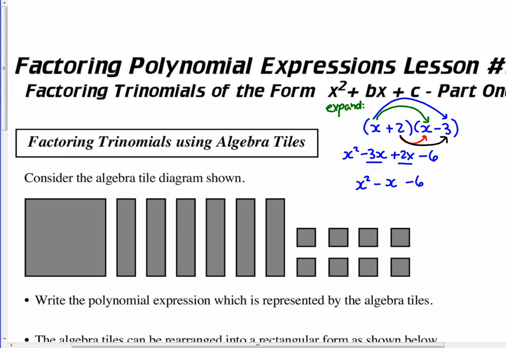Okay? Our mission, you have no choice, you must accept, okay? Is to take a trinomial. We're going to do type 1 trinomials today, and I'll explain what a type 1 is in a second. Is to change it from an expanded polynomial, trinomial, into the factored form. Okay? We are going to factor. So that's our goal today.